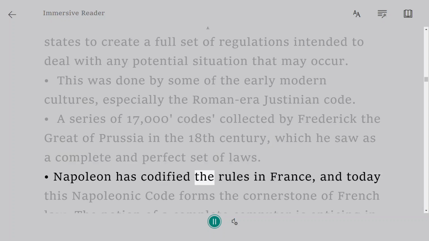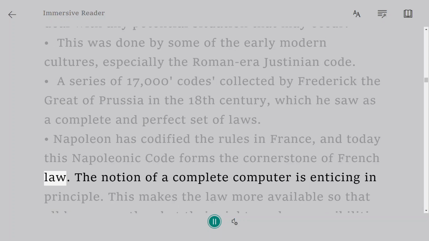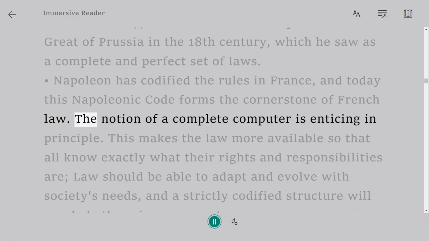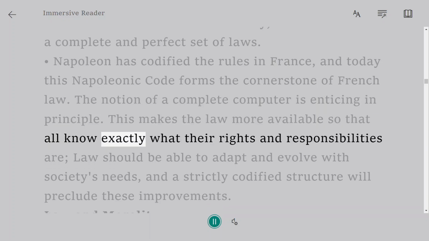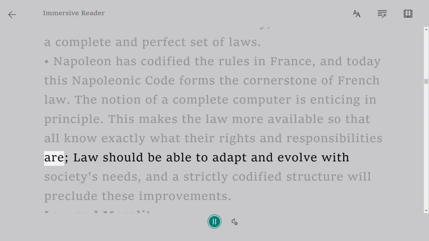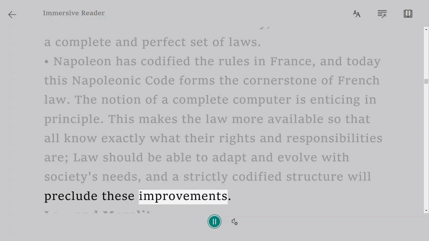Napoleon codified the rules in France, and today this Napoleonic Code forms the cornerstone of French law. The notion of a complete code is enticing in principle. This makes the law more available so that all know exactly what their rights and responsibilities are. But law should be able to adapt and evolve with society's needs, and a strictly codified structure will preclude these improvements.